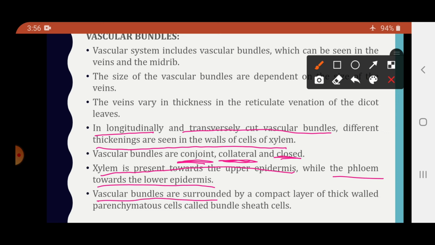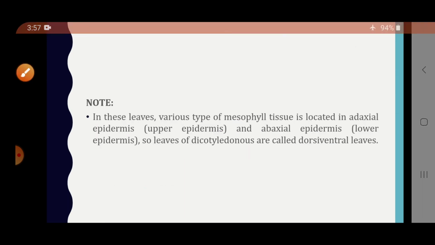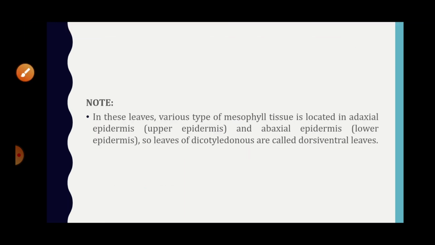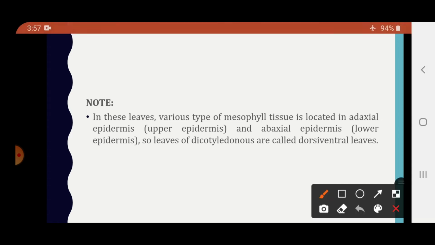The vascular bundles are surrounded by a compact layer of thick wall parenchymatous cells called the bundle sheath cells. So each vascular bundle is surrounded by parenchymatous cells, and these parenchymatous thick wall cells surrounding the vascular bundles are called the bundle sheath cells. So that was regarding the vascular bundles.